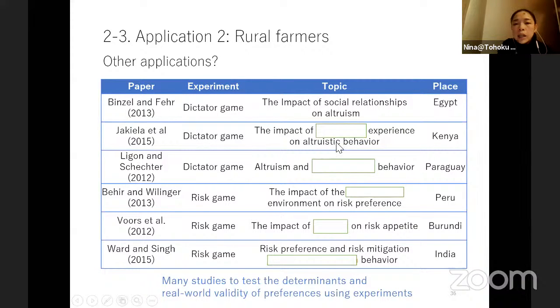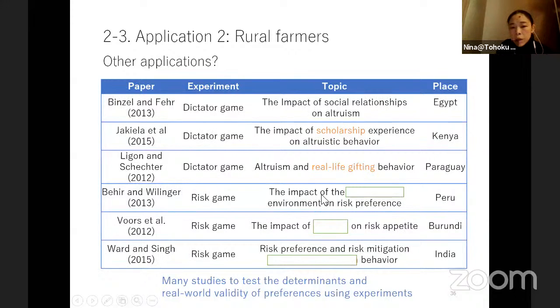And another study conducted in Kenya was the impact of scholarship experience on altruistic behavior. If students get a scholarship, will they become altruistic or not? They confirmed using Dictator game. It's interesting. Actually, scholarship recipients show altruistic behavior. And the third one is about altruism and actual real life gifting behavior in Paraguay. So this kind of study is possible using Dictator game.